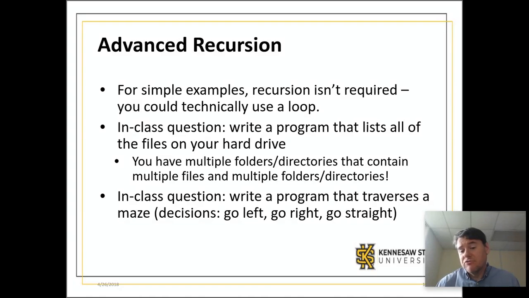So the maze might represent the actual board, and certain cells in the array might be blocked, and maybe you represent those by storing a character in those that's an X or a pound sign that says you can't go there. So how would you find your way out of that programmatically?